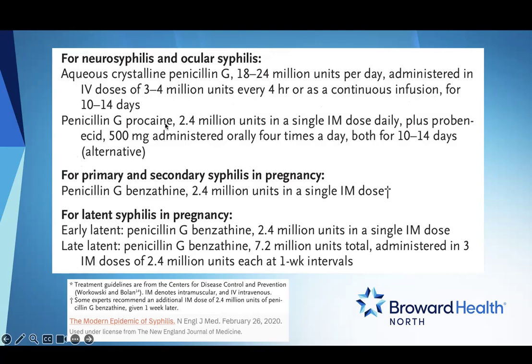Another alternative is penicillin G procaine, which is different from the other one. A single dose IM, plus you add probenecid, which you also administer orally 4 times a day. Both of those are for 10 to 14 days.